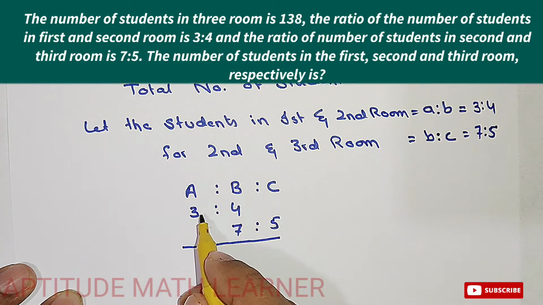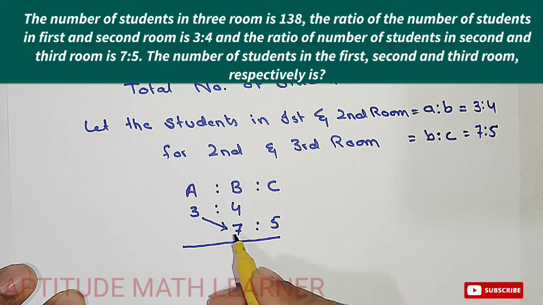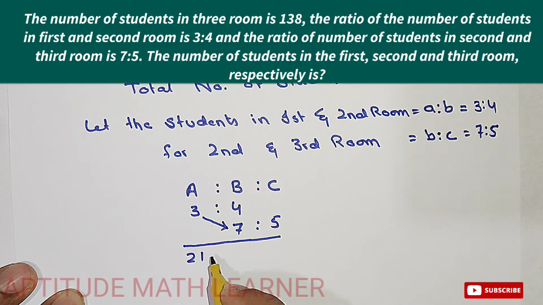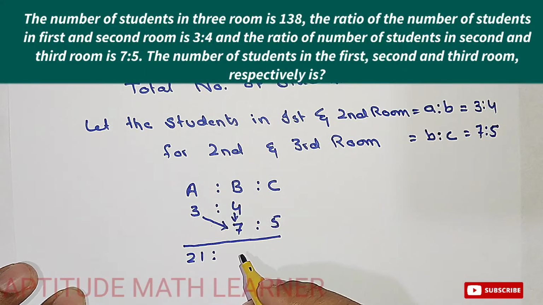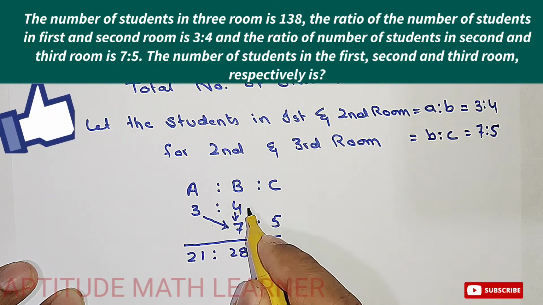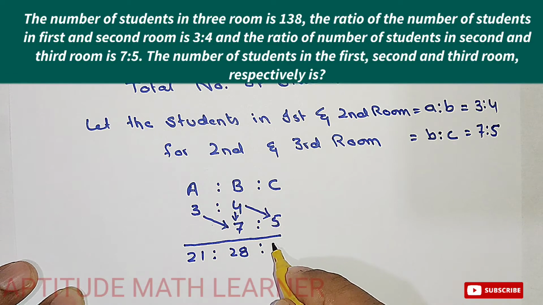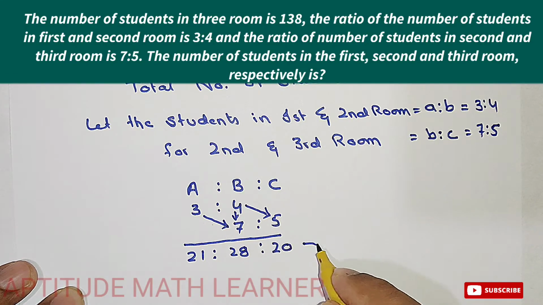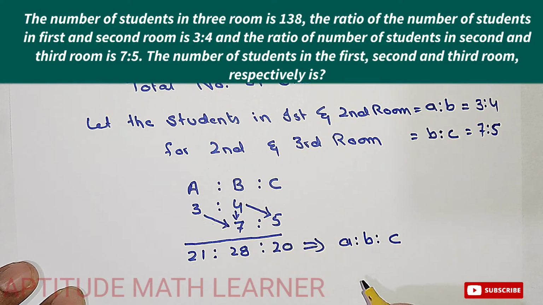For this we multiply. The first thing we do is multiply A by B, like this. So here 3 multiplied by 7 is 21 ratio. The next step, B ratio: 4 multiplied by 7, here we get 28 ratio. And now for the ratio of C, 4 multiplied by 5, we get 20. So these are the ratios for A, B and C.